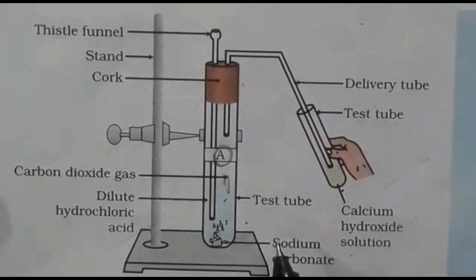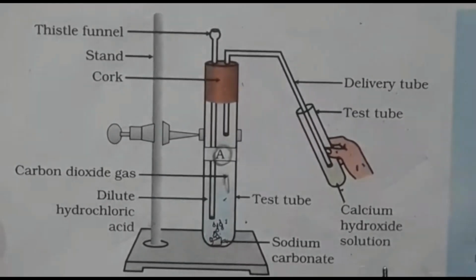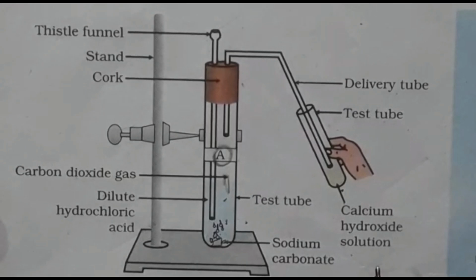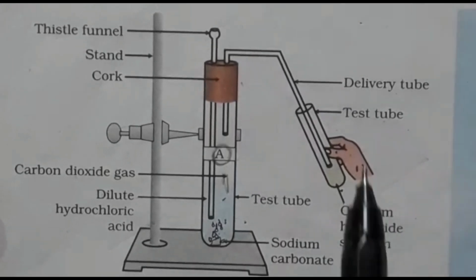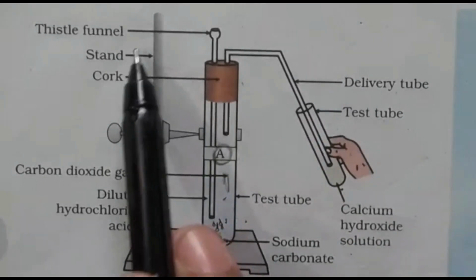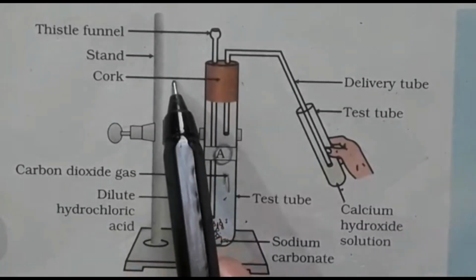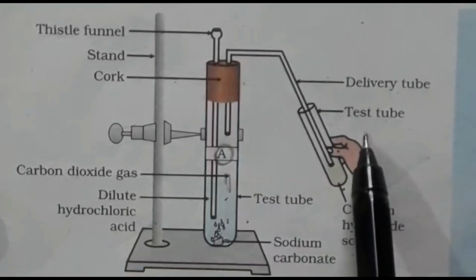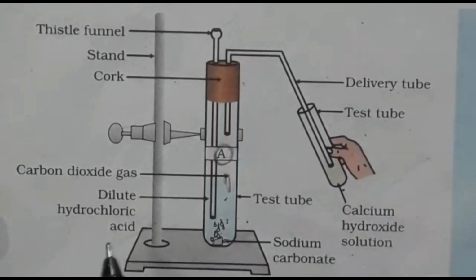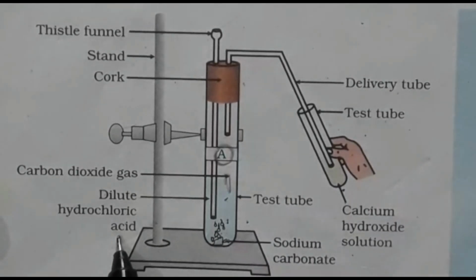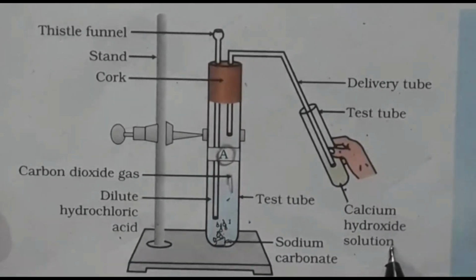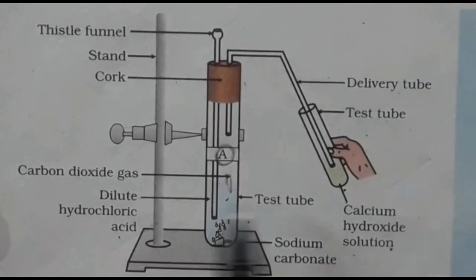Okay, another important activity to show the reaction of acid with carbonates and metal hydrogen carbonates. The materials required are a thistle funnel, stand, cork, delivery tube and a test tube. Chemicals required are dilute hydrochloric acid and calcium hydroxide solution. Okay, let us try to learn the procedure.